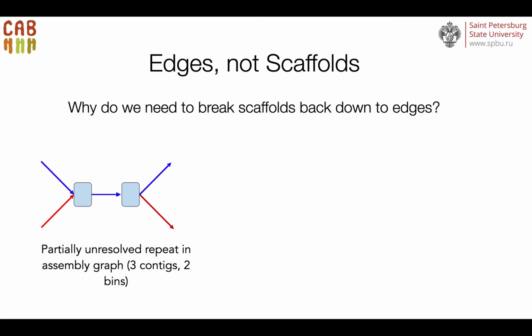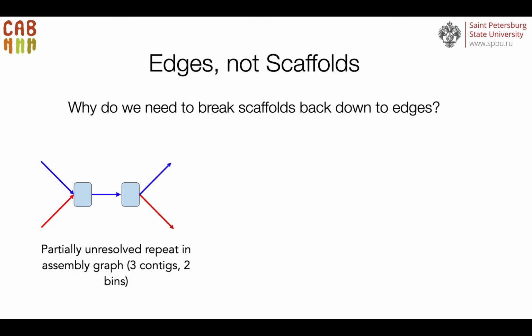What is different in BinSPreader? First of all, BinSPreader uses the assembly graph, so unitigs or edges of the assembly graph, in order to produce the refining. So essentially, BinSPreader does the refining procedure on the assembly graph and not on the scaffolds. So why do we need to break the longer contiguous scaffolds down to the edges?